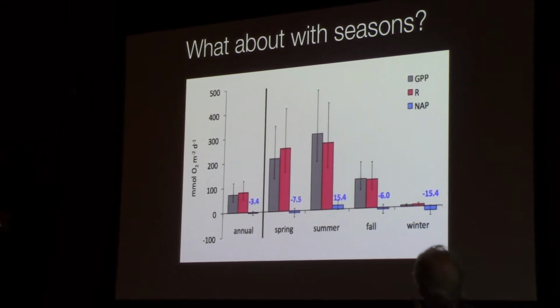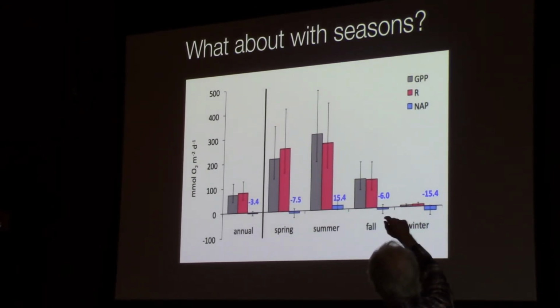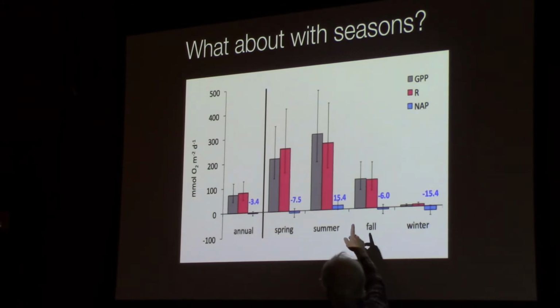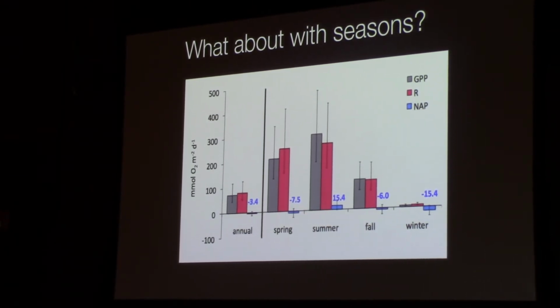Okay, so in these bars, the production is in the gray, respiration is in the red, and net production is in the blue. And you can see the numbers aren't huge, but you get net production in the summer, and that's kind of what you'd expect. Net losses in the spring, fall, and in the winter time. Okay. But again, the winter and the transition periods we haven't captured as well as I'd like to.